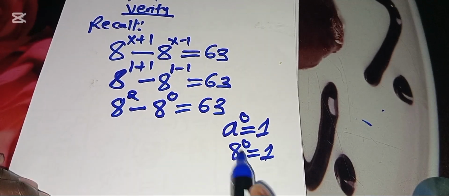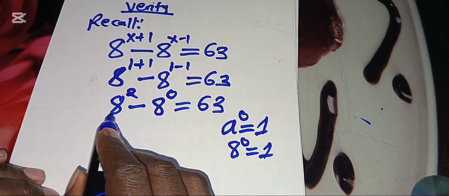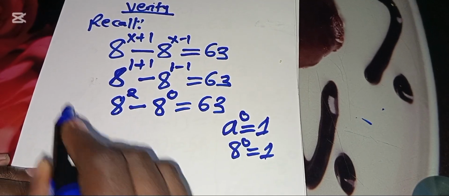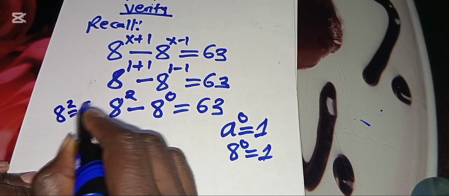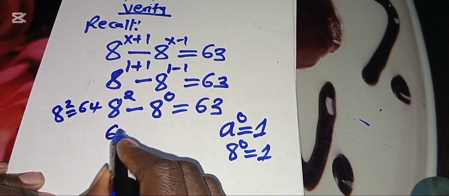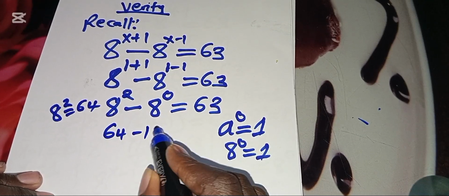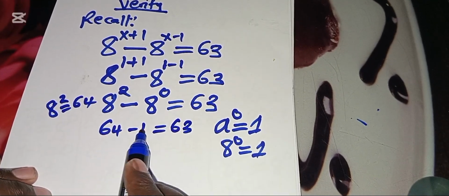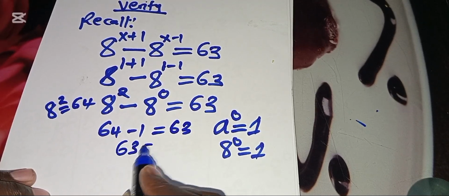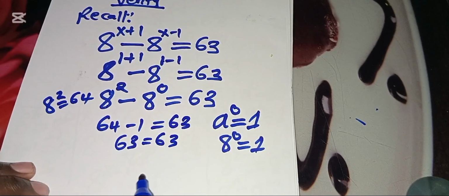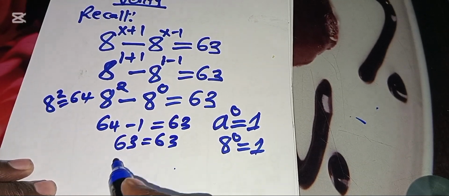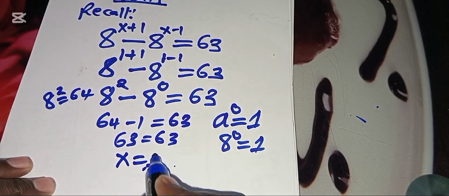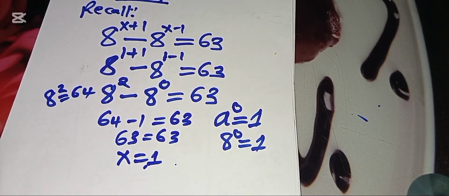So applying this property, we're going to have 8 squared. This is equal to 64. So we're going to have 64 subtract 1 is supposed to give us a value of 63. So 64 subtract 1 is 63, which is equal to 63. So that shows that x which is equal to 1 satisfies the equation.